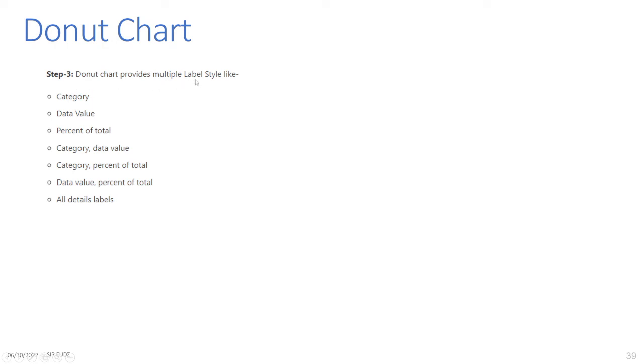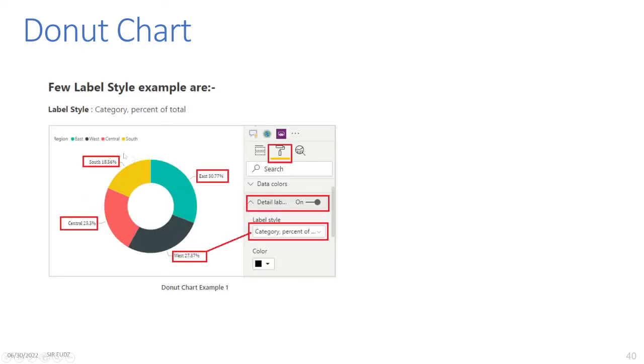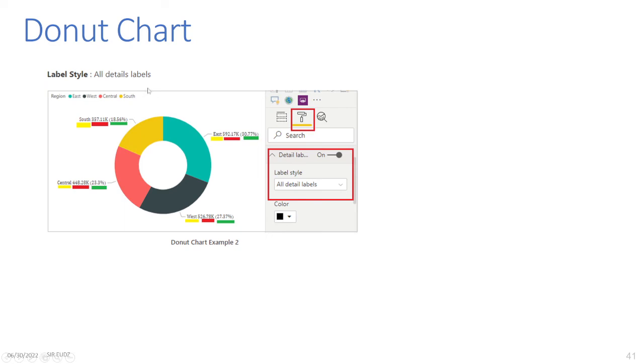Donut chart provides multiple label styles like category, data value, percent of total, category data value, category percent of total, data value percent of total, and all detail labels. So here are a few label style examples. So category, percent of total. It will show the category and then the percent of total. And here, all details. It will show the category, the value, and the percent.